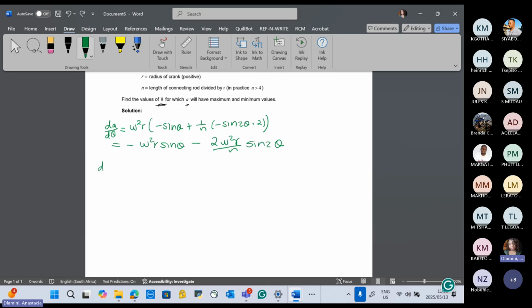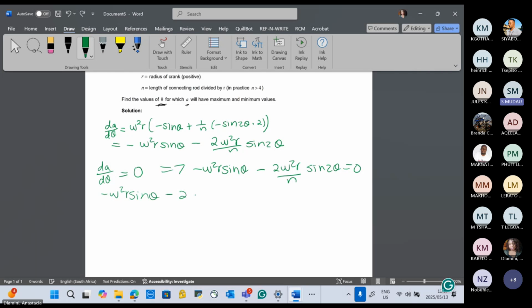So someone is saying, okay, we have dA over d theta. We equate to 0. So this implies that minus W squared R sine of theta minus 2W squared R over n sine 2 theta equals 0. What is it about the double angles? Please repeat. The second term, when we change it because it's a double angle, it's going to be 2 sine theta cos theta with the rest of the term. Well done. Are we all together in this boat?